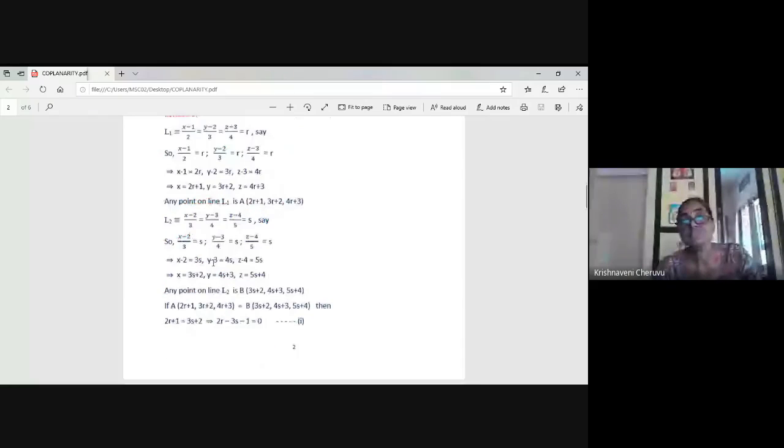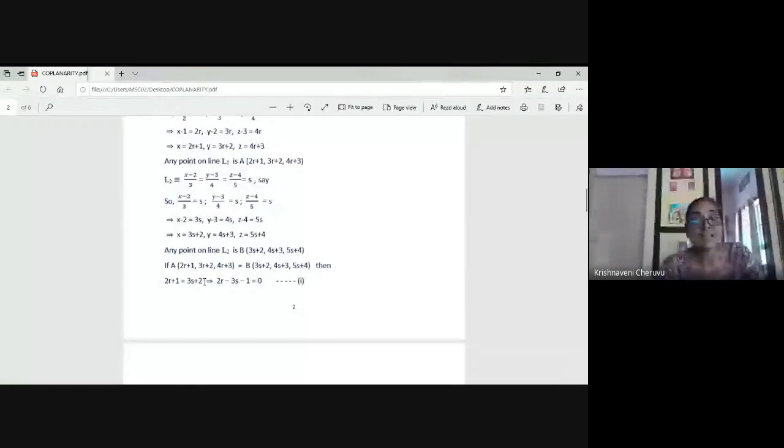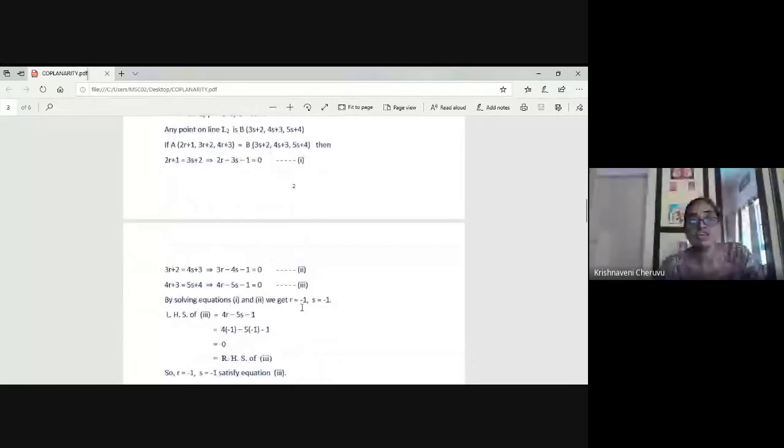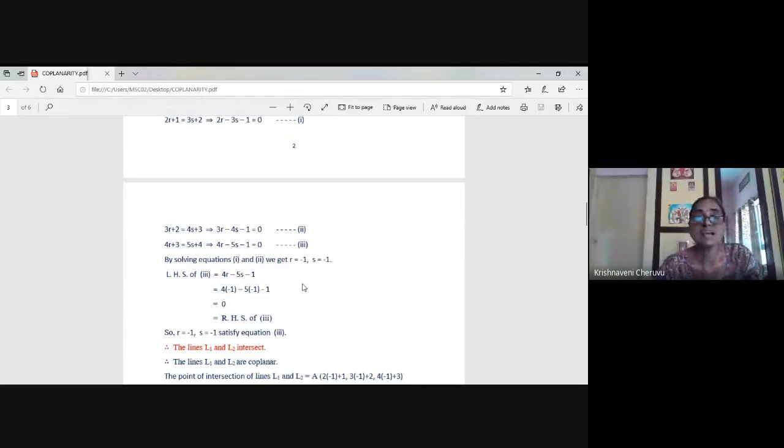Okay, but whereas in the second method, we didn't use any formula. We found a point on L1, we found a point on L2, and we equated them, and we got three equations. Taking any two equations and solving, we got the values of R and S, and we checked whether these values of R and S satisfy the third equation. If these values of R and S satisfy the third equation, we say that the lines are intersecting. And if they do not satisfy the third equation, we say that the lines are not intersecting.